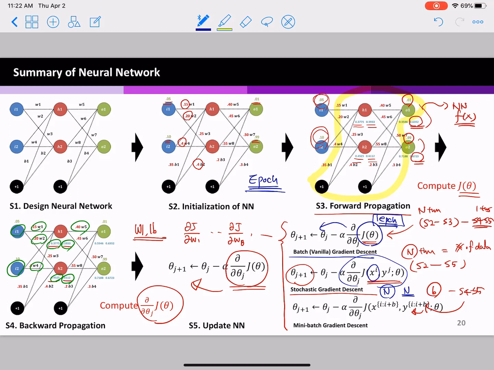Okay, that's it. So I uploaded the tutorial neural network code as well as the sample. You utilize those sample codes and the sample demo to solve your task 8.